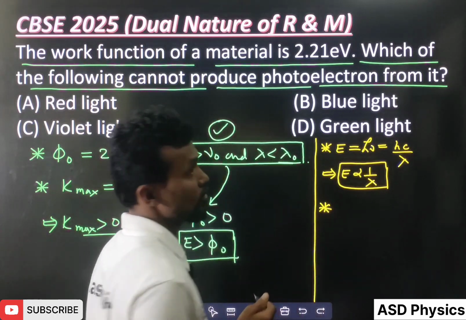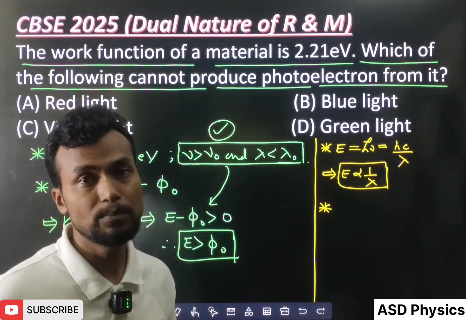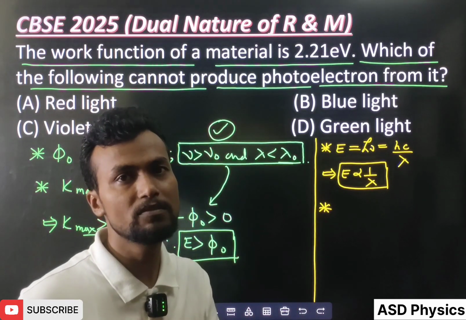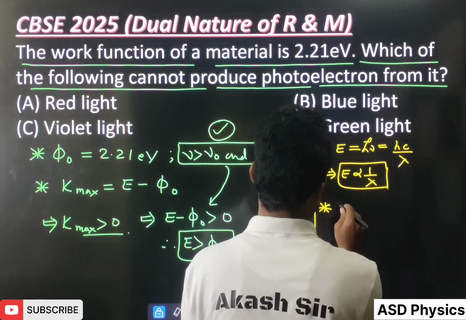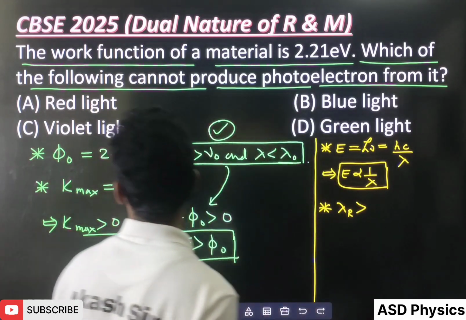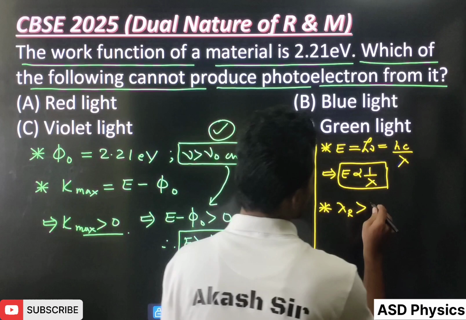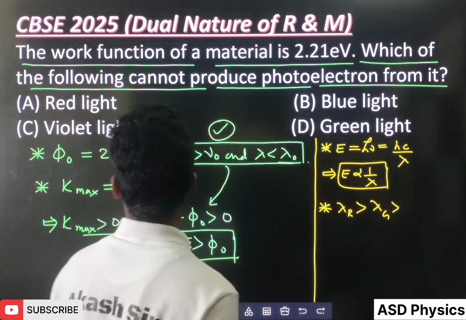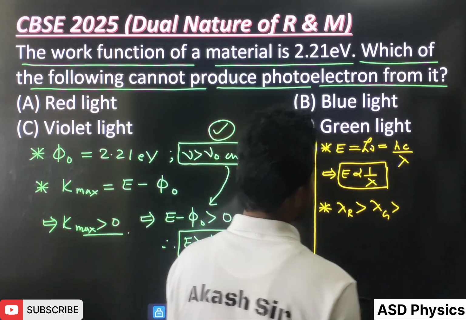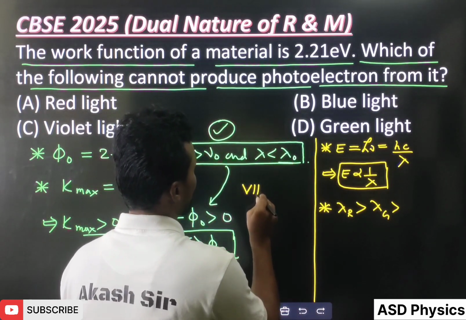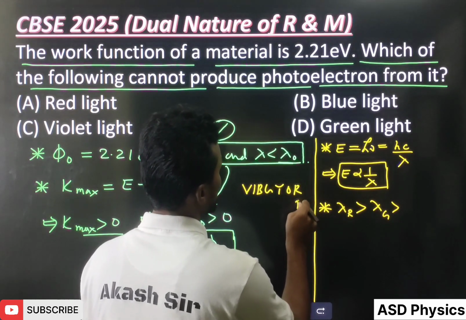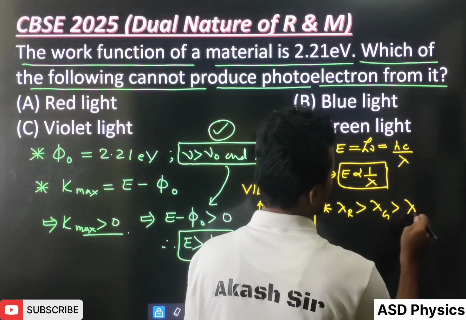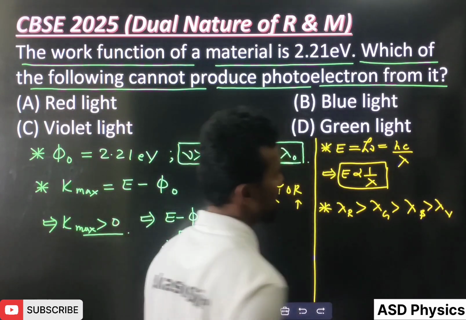After that, we know VIBGYOR. In VIBGYOR, which light has the maximum wavelength? Red. Which light has the minimum wavelength? Violet. So lambda R, red light, is maximum. After that, lambda green, then lambda blue, and then lambda violet will come.